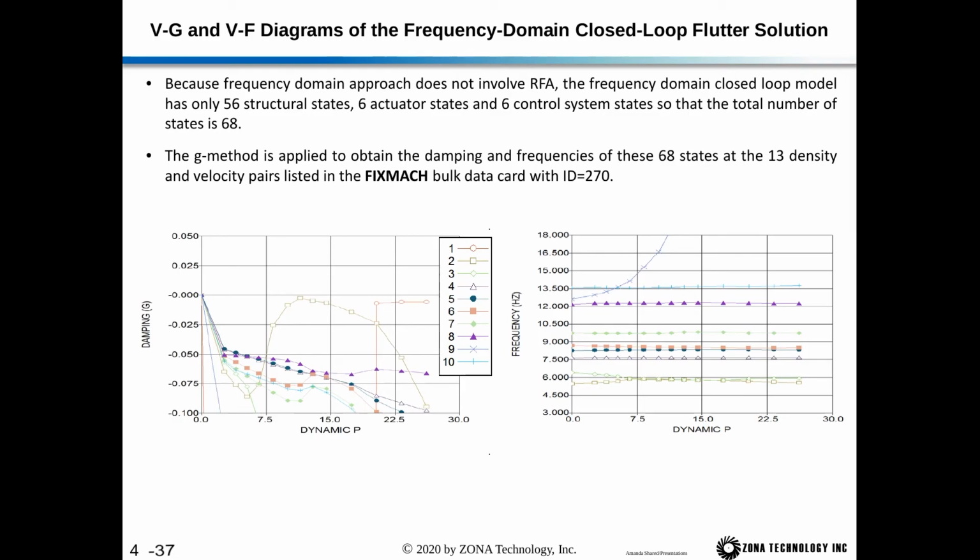Now, because the frequency domain approach does not involve the RFA, the frequency domain closed loop model has only 56 structural states, 6 actuator states, and 6 control system states. So the total number of states is just 68. It does not have the aerodynamic lag states. And the G method is applied to obtain the damping and frequencies of the 68 states at the 13 density and velocity pairs. And the results are shown here, which look very similar to our, sorry, not our open loop, our state space analysis.